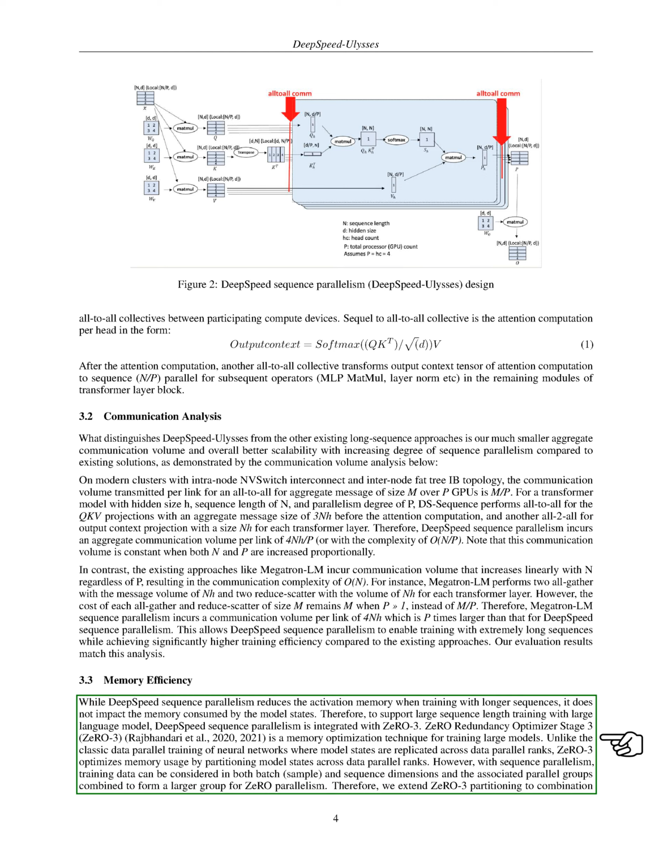In contrast, existing approaches like Megatron-LM incur communication volume that increases linearly with N regardless of P, while DeepSpeed sequence parallelism reduces the activation memory when training with longer sequences. It does not impact the memory consumed by the model states. To support large sequence length training with large language models, DeepSpeed sequence parallelism is integrated with ZeRO-3, a memory optimization technique for training large models. Unlike the classic data parallel training of neural networks where model states are replicated across data parallel ranks, ZeRO-3 optimizes memory usage by partitioning model states across data parallel ranks.